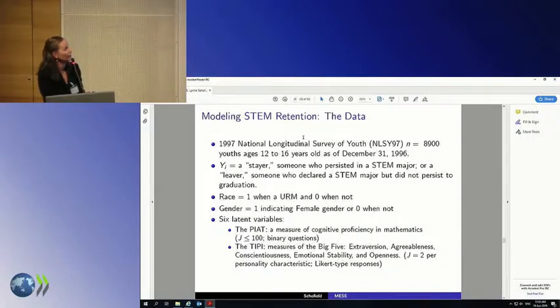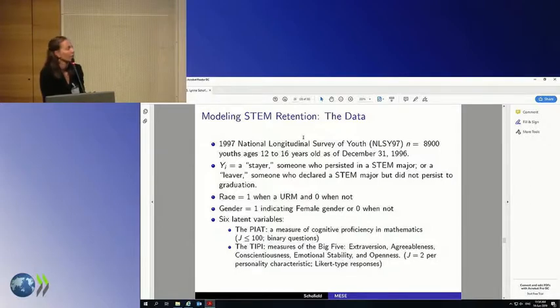So I declared Y a stayer, which is someone who persisted in STEM. That's equal to 1, versus a leaver, someone who declared a STEM major but didn't persist to graduation. I've included race as just a binary 1 when you're an underrepresented minority or not. There are reasons to separate out the various racial categories, but for this case, we just put them all together. And then we have gender indicating a female gender or not. We have 6 latent variables.